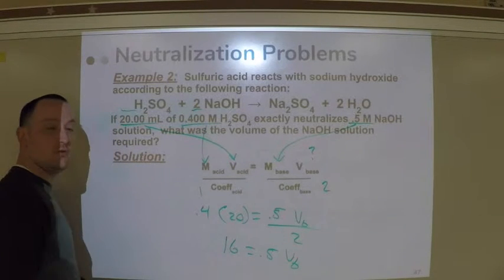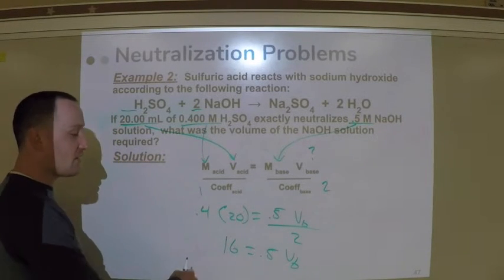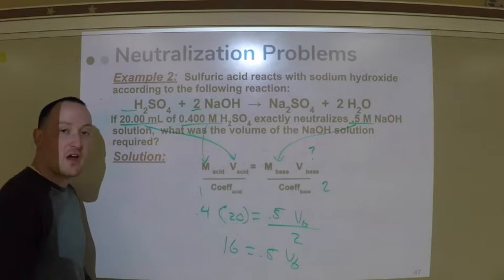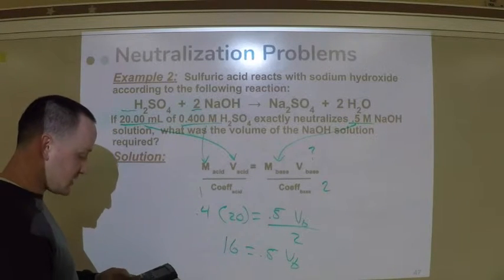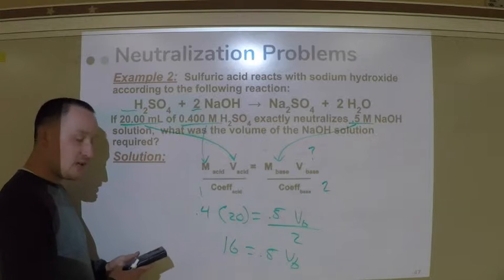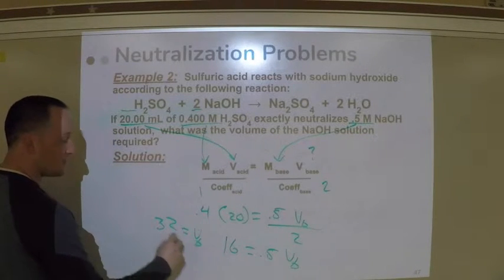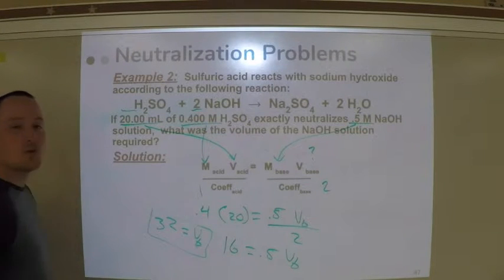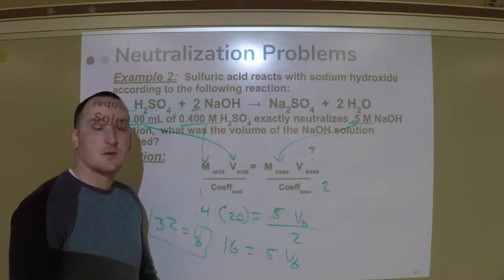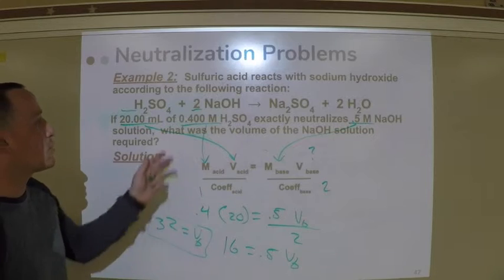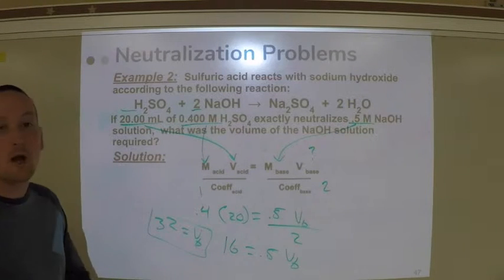Well, now in order to get my V sub B by itself, I need to divide both sides by 0.5. So 16 divided by 0.5 gives me 32. That is my V sub B. This is my answer. Now the question might be, what are my units? Okay, because that's important. It says, what was the volume of my NaOH solution required?